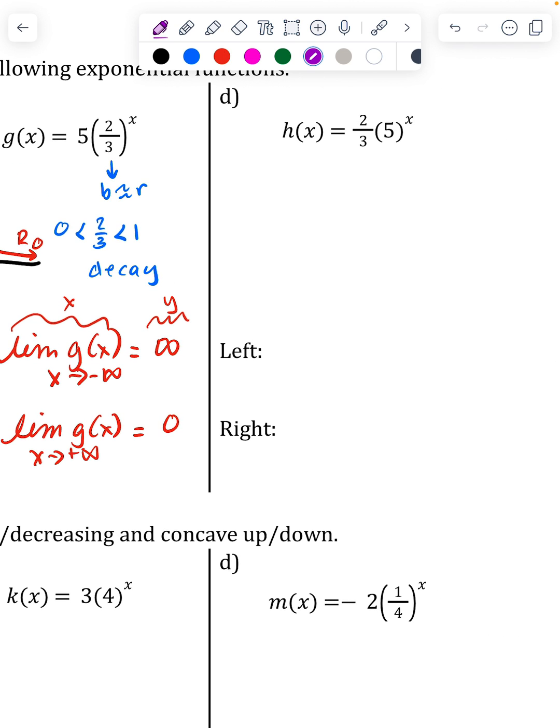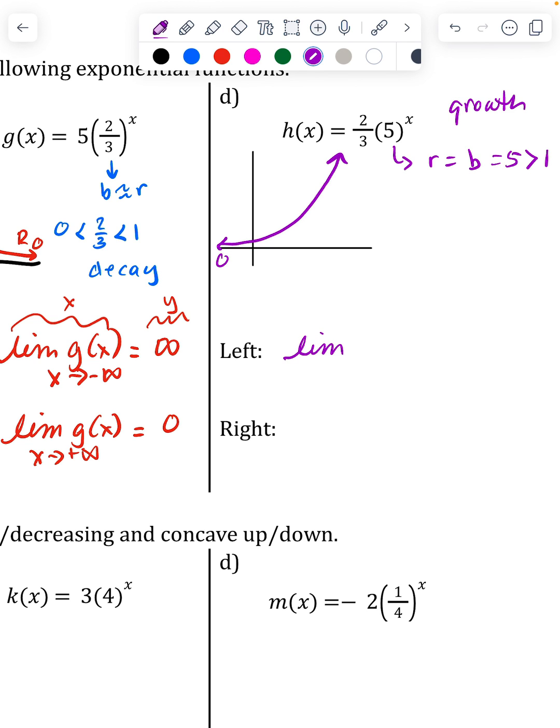Okay, so let's analyze this guy a little bit and see what this would look like. I don't have any negatives, so it's not flipping around left or right yet. But I have an R value, which is the same as the B value, I guess, your growth factor of 5, which is definitely greater than 1. So this is going to be a growth. And so as x goes larger, this is going to go up from left to right with that floor of 0 that it never really hits. So my left end is heading towards 0.